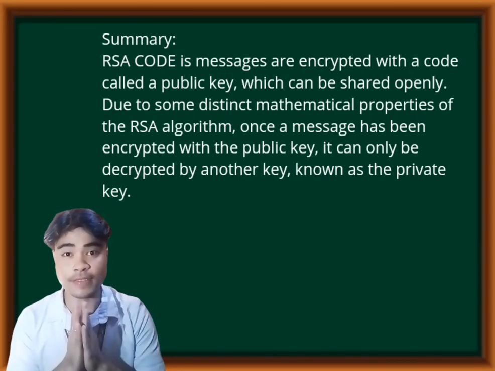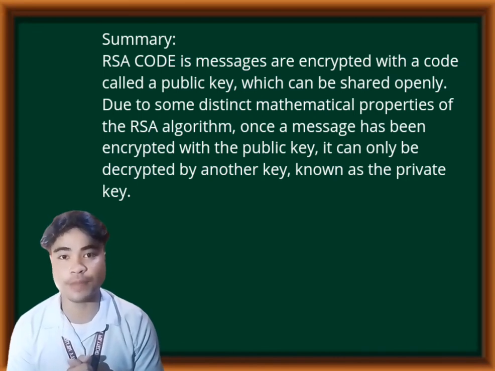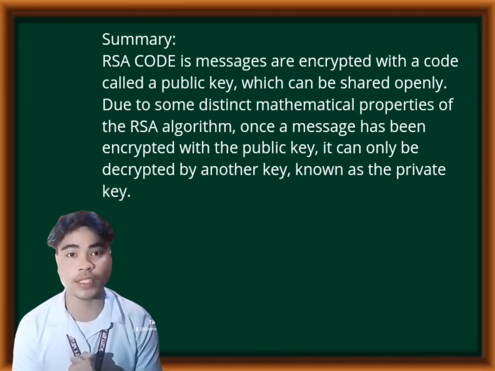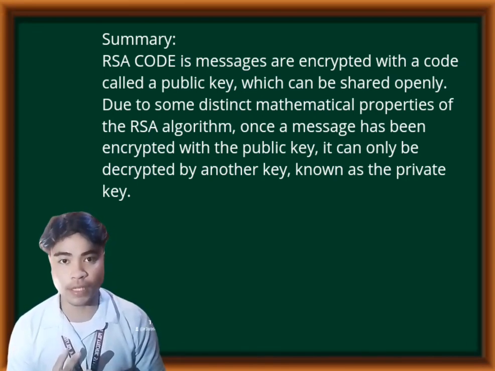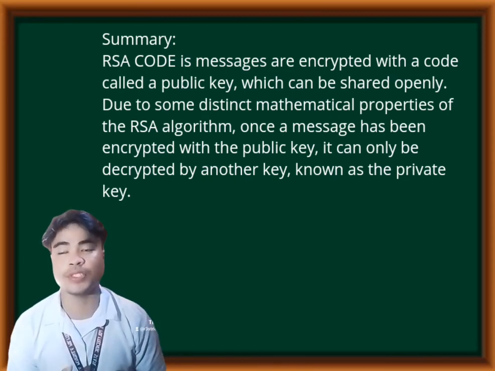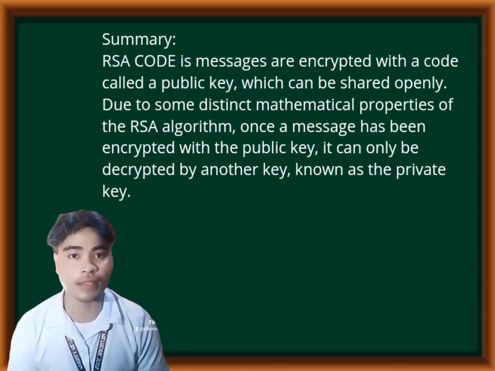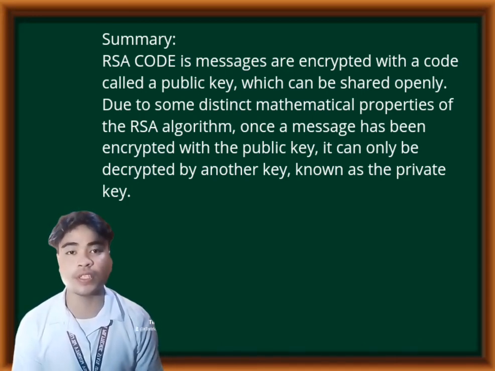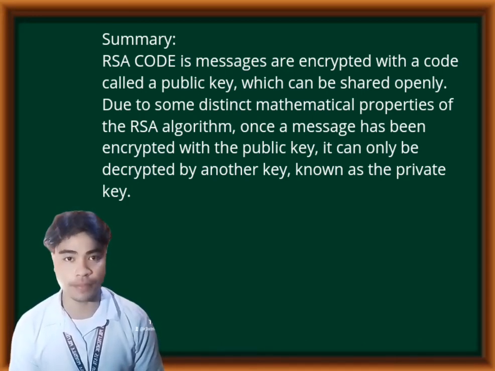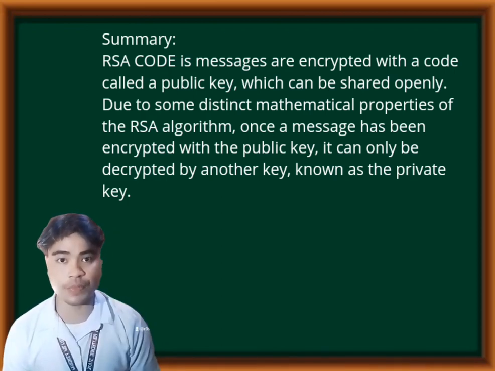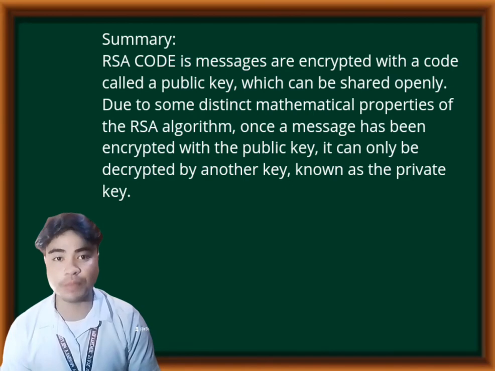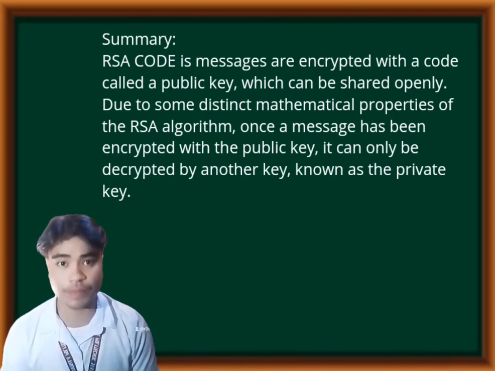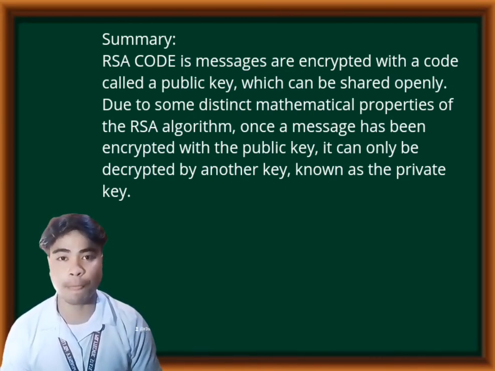So, in summary, in RSA, messages are encrypted with a code called a public key, which can be shared openly due to some distinct mathematical properties of the RSA algorithm. Once a message has been encrypted with the public key, it can be decrypted by another key known as the private key.